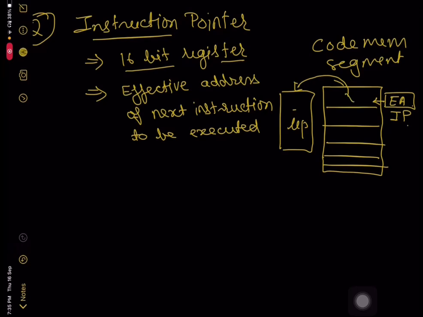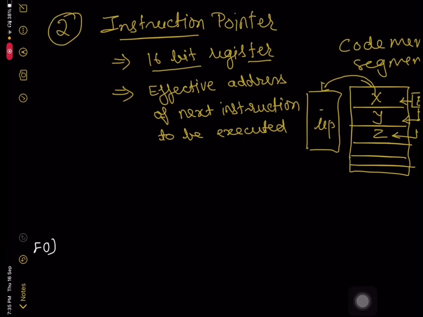So for example, first instruction is X. When X is brought into the microprocessor, the IP will point to the next instruction Y which is to be brought. So when Y is brought into the microprocessor, IP will point to the next instruction Z. So likewise, instruction pointer holds the effective address of next instruction to be executed by the microprocessor. So this is the second part of bus interface unit. Third part of bus interface unit is instruction queue.